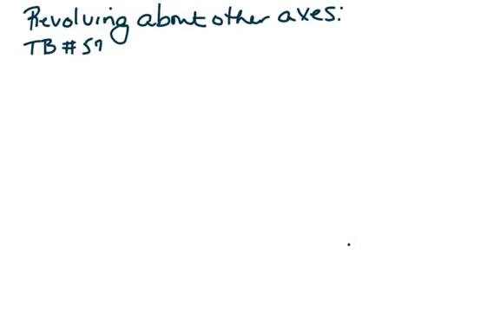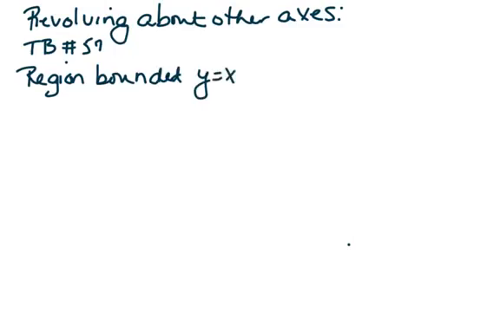This video is on revolving about other axes than the primary x and primary y-axes. So the same information is going to be given. You're going to be given a region bounded by, and we'll look at an example. This region for problem number 57 is bounded by the parabola y equals x squared and the line y equals 4 and x equals 0.